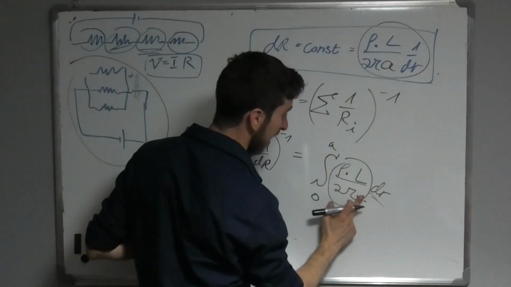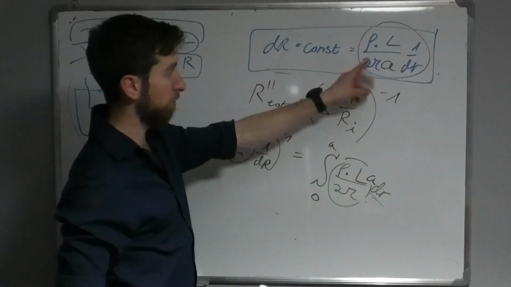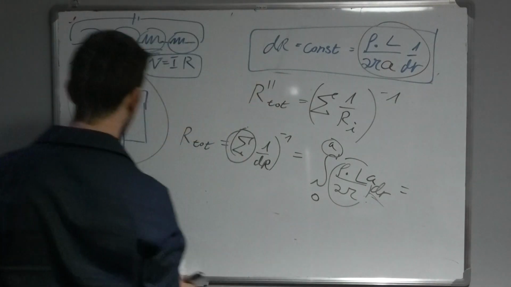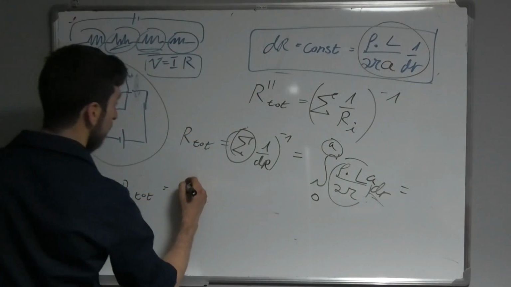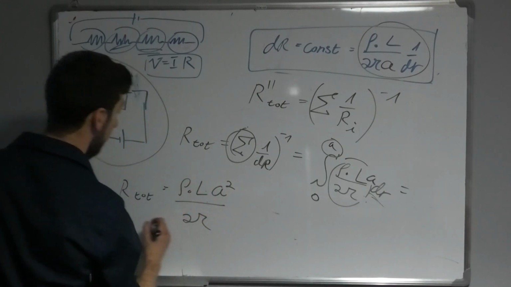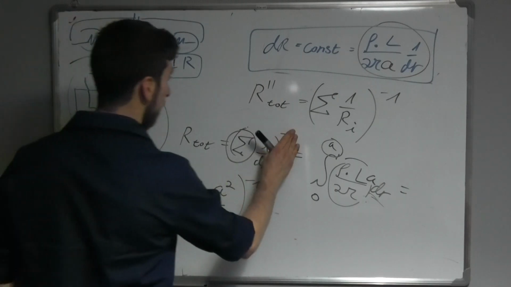Okay, here, and this A is right now going upwards. It's going that way, okay? Because I flipped it. And when I do the integral, I just multiply by A, and that gives me R total of rho zero L A squared 2 pi. And don't forget, you need to do, sorry about that, A.